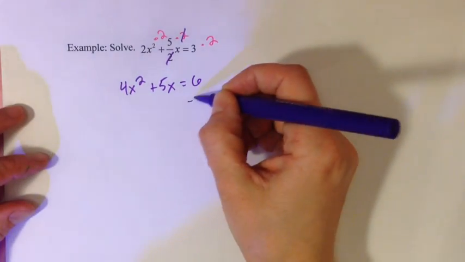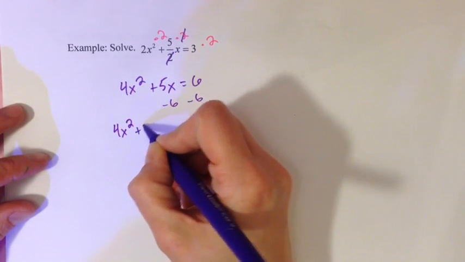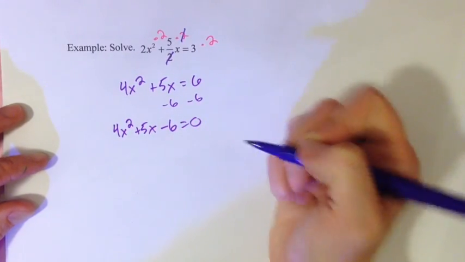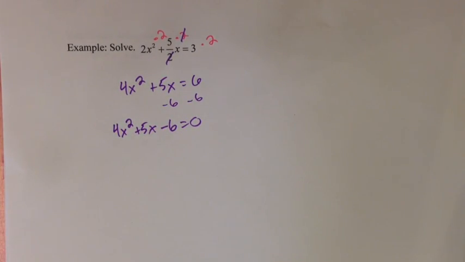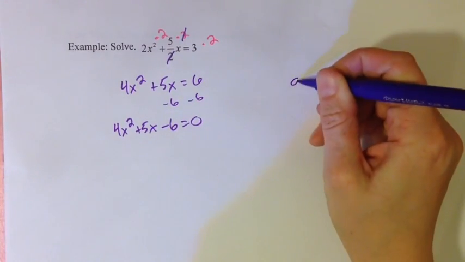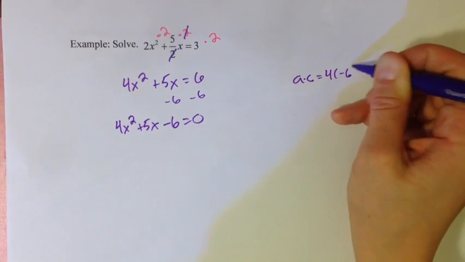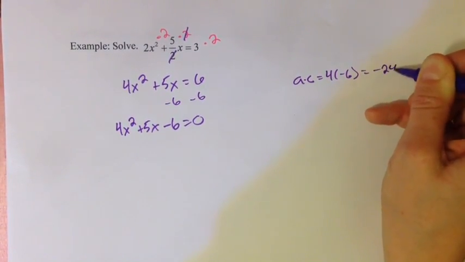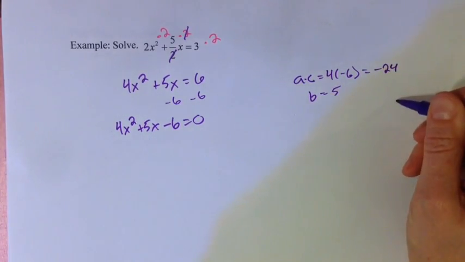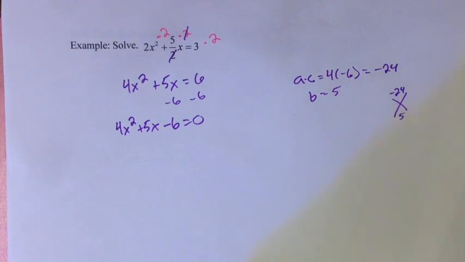So I subtract 6 from both sides, giving me 4x squared plus 5x minus 6 equals 0. And now I need to factor. I'm going to go ahead and show you that a times c method again. Here I have a is 4 and c is negative 6. So a times c is negative 24. And then my b term is positive 5.